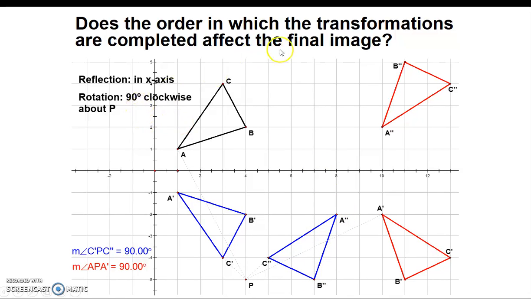If we do it in a different order, if we rotate it 90 degrees first about point P, it's going to give us this triangle here, and then once we reflect it, that puts us down here. So the order in which you do a composition does matter.